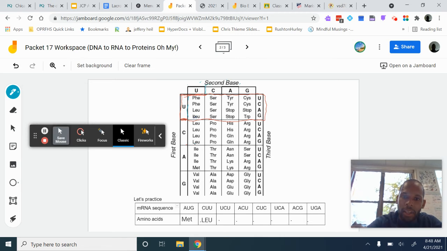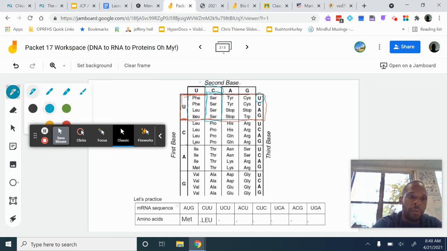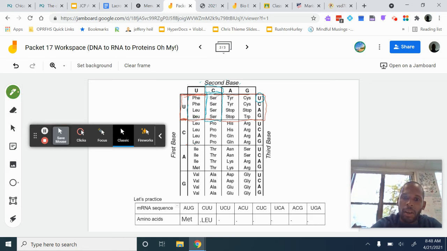I got my C right here. So I know my answer where the U and the C would cross paths in here. And then U. So UCU, there's my final U. Where do they all kind of intersect at? All three intersect, first base, second base, third base, right there in the SER.